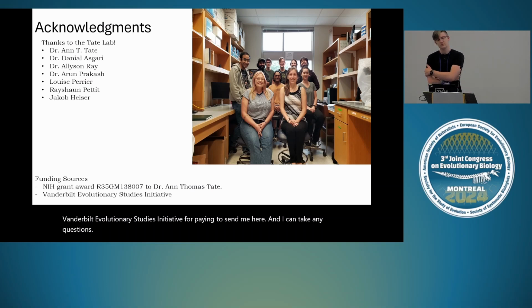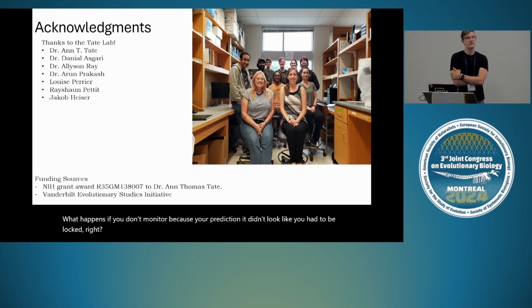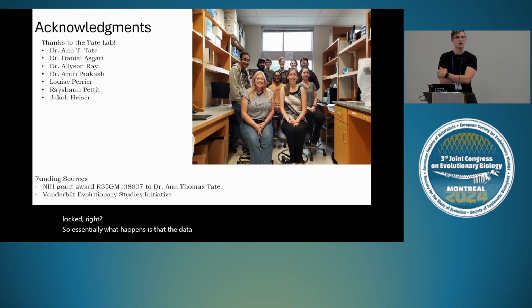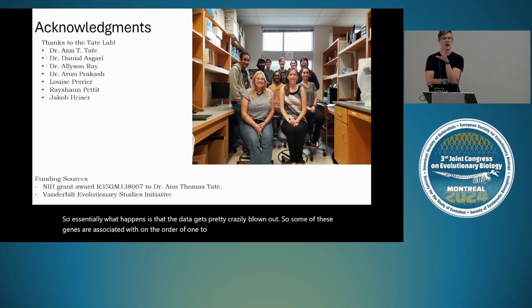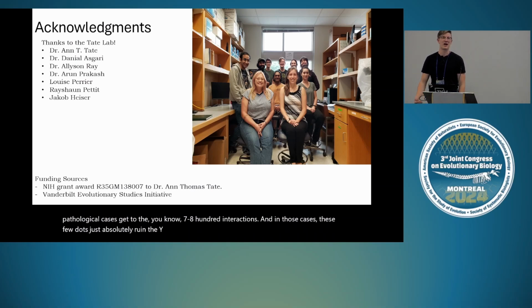This might be a cruel question because some of the figures didn't show up, but what happens if you don't log transform? Because your prediction, it didn't look like it had to be log transformed. Yeah, so essentially what happens is that the data gets pretty crazily blown out. So some of these genes are associated with on the order of 1 to 200 gene ontology processes, and the numbers are worse in the protein-protein interaction cases, where you can see some of these pathological cases get to the 700, 800 interactions. And in those cases, these few dots just absolutely ruin the y-axis. So we had to log transform.